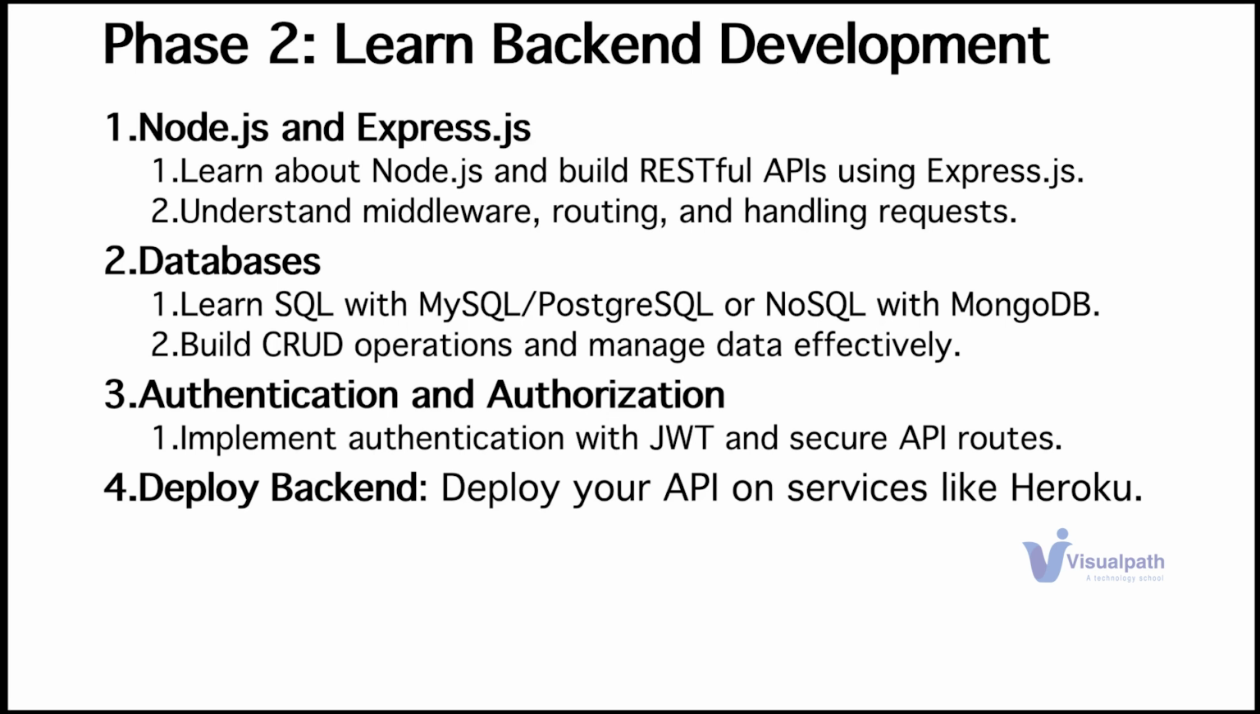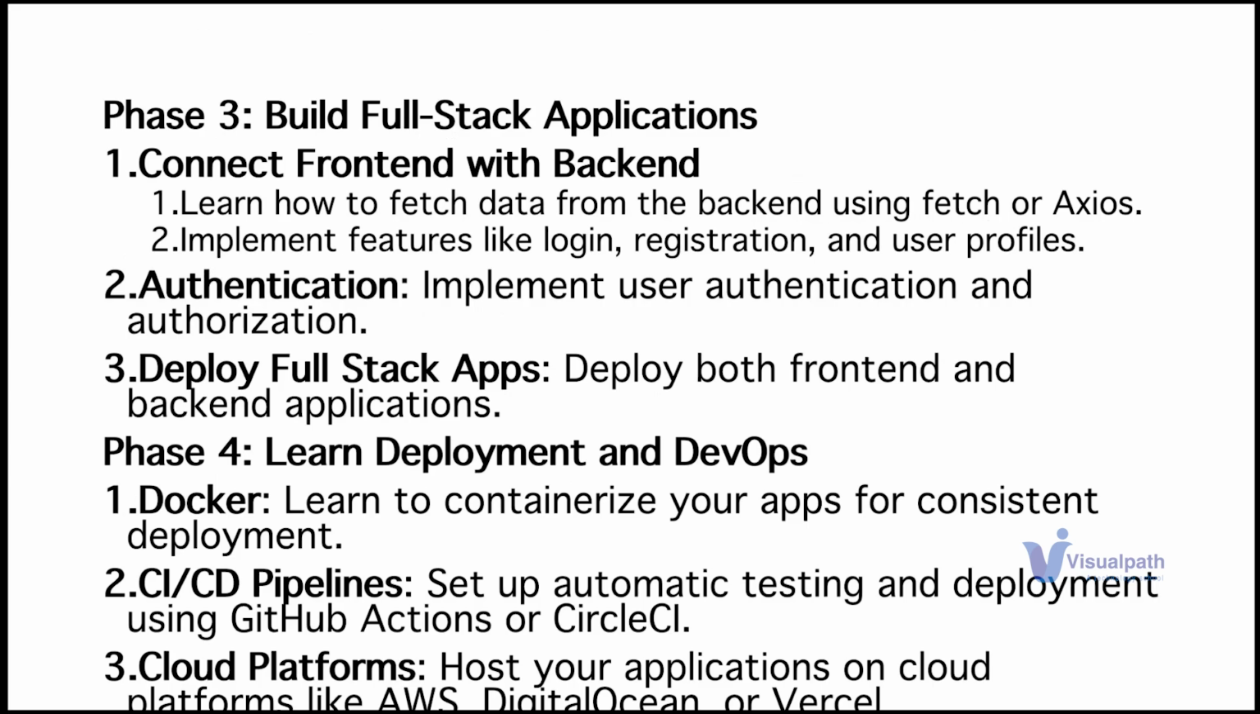So phase 3 is building a full stack application. Like we have developed the front end, then we have developed the back end, but somewhere we need to connect both, right? That means we use Axios or some data fetching tool to connect both your front end and back end. So we learn how to fetch the data from back end using fetch or Axios. We implement features like login, registration and user profile. Then we do the user authentication and authorization. Deploy both front end and back end on a cloud. On a cloud means on a DigitalOcean box.